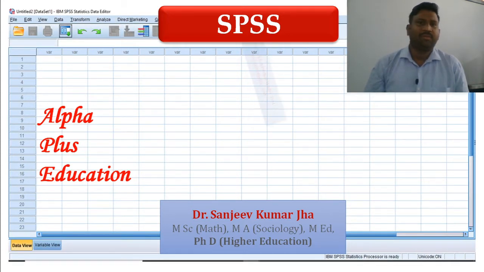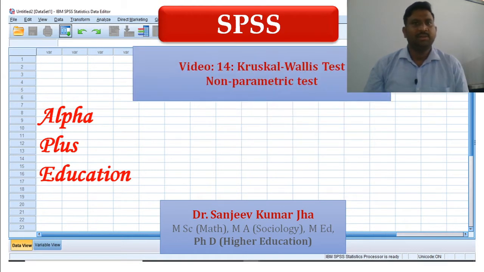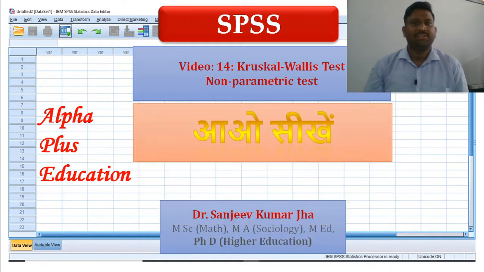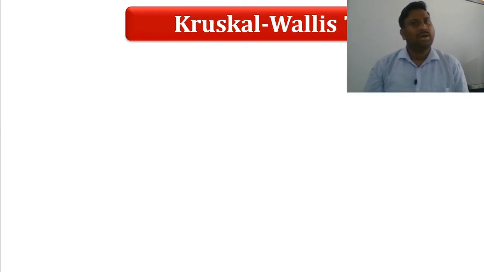This is video number 14 in which we will learn the Kruskal-Wallis test, which is a non-parametric test. Let's learn how to calculate the Kruskal-Wallis test. It is a non-parametric substitute for one-way ANOVA.